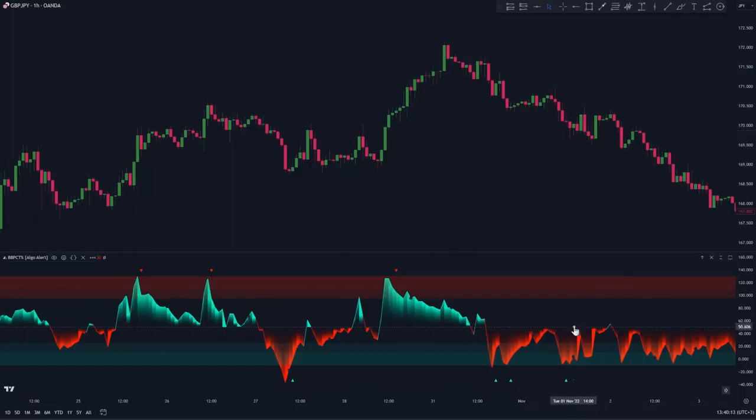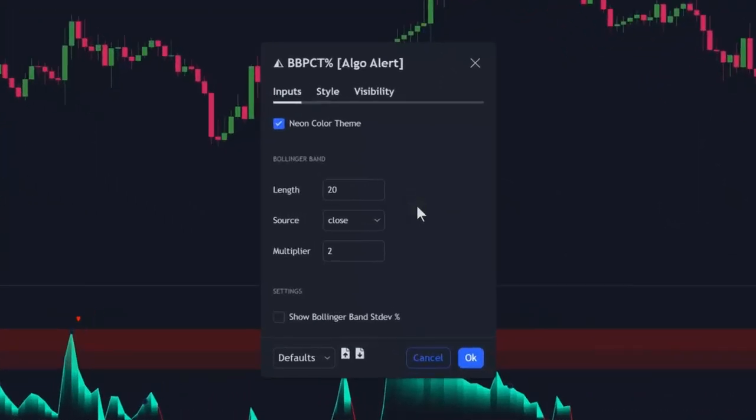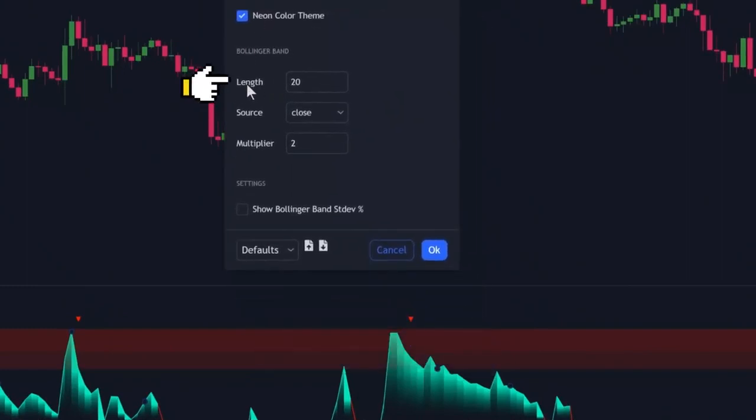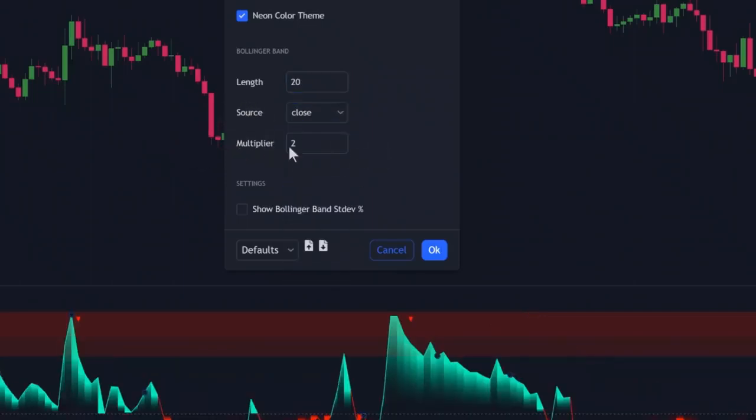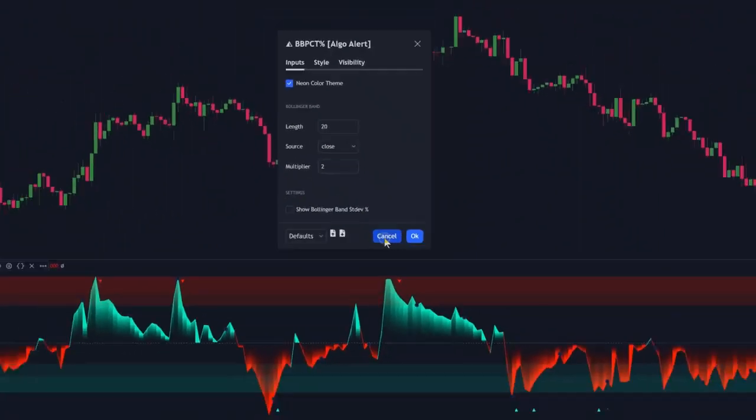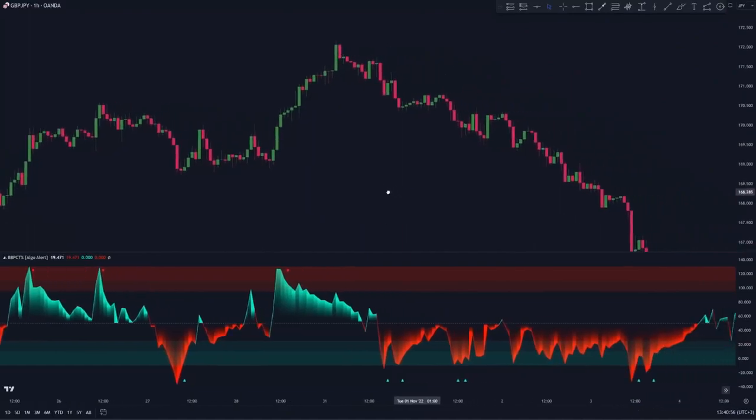Looking at the settings of this indicator, we can customize the length of the moving average or the Bollinger Bands percentile line. We can also change the source and the multiplier period. For the strategy we're going to showcase in this video, we're going to leave all the settings at the default values. Now, the way this indicator works is really simple.